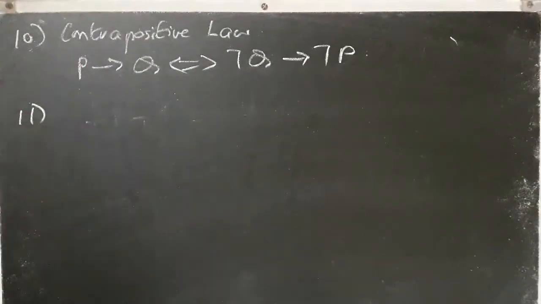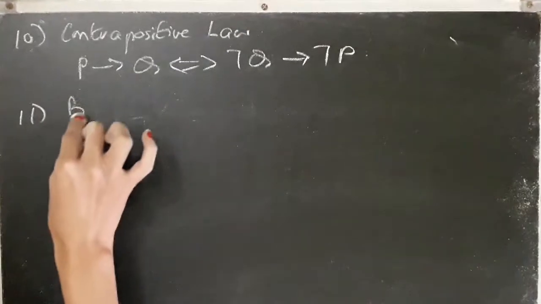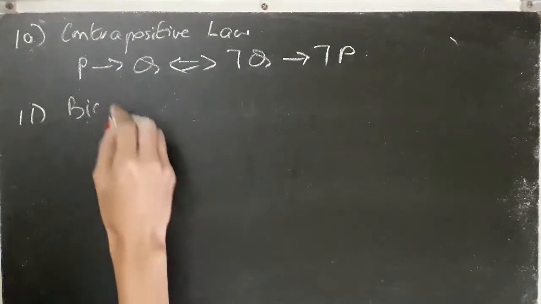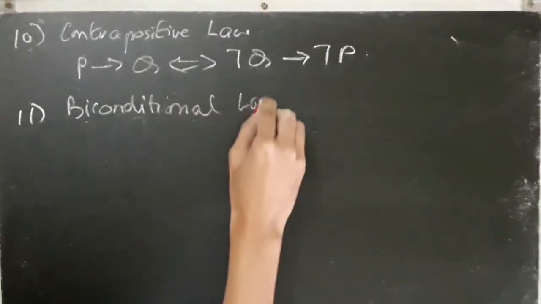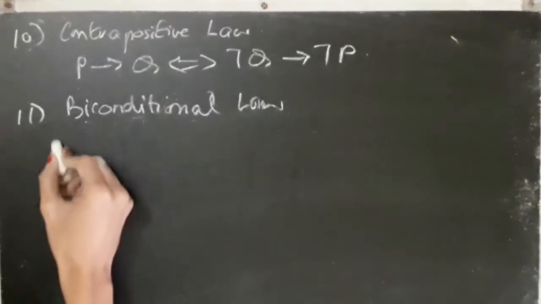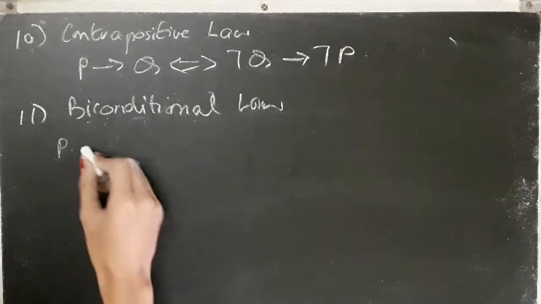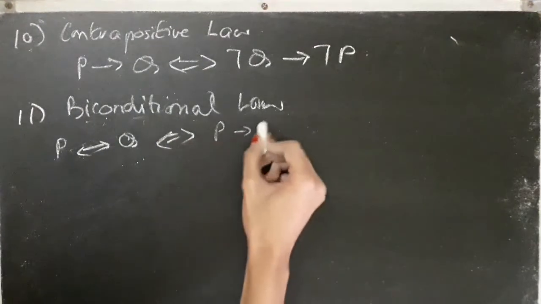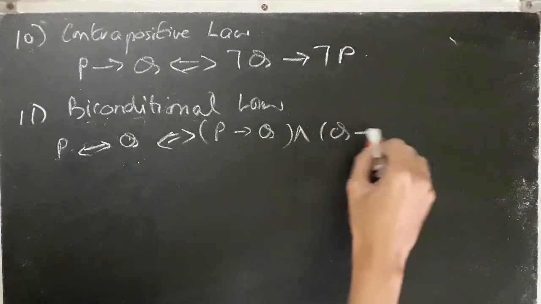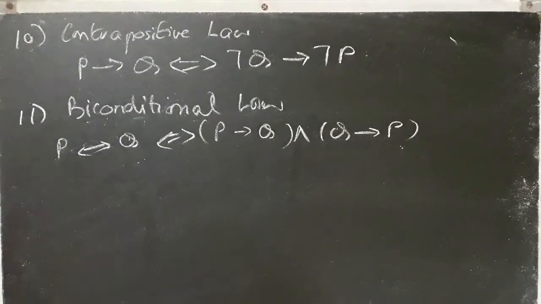The 11th logic law that we will do is the biconditional law. What does the biconditional law state? It states that P if and only if Q is logically equivalent to P implies Q and Q implies P. We can again prove this with the help of a truth table.